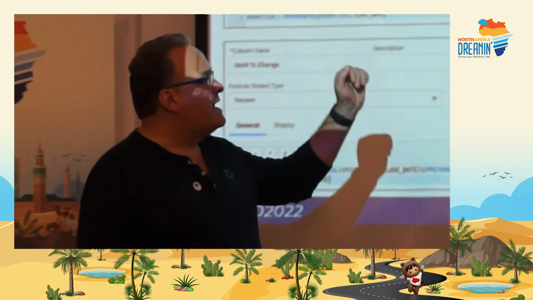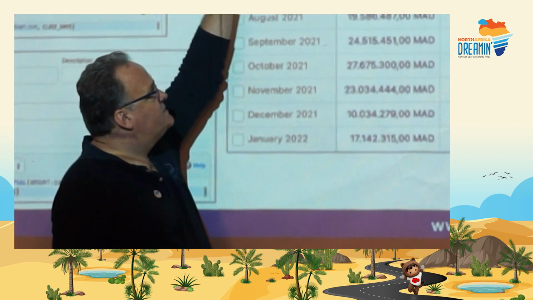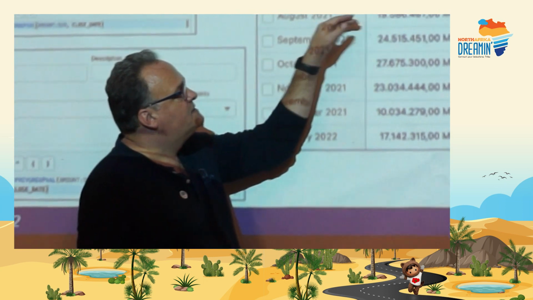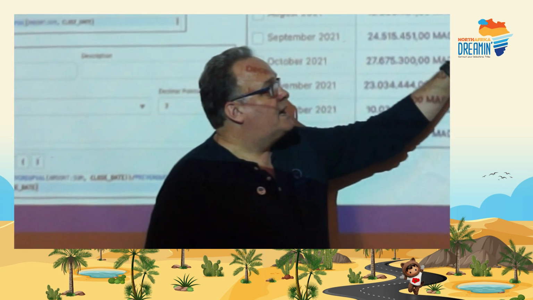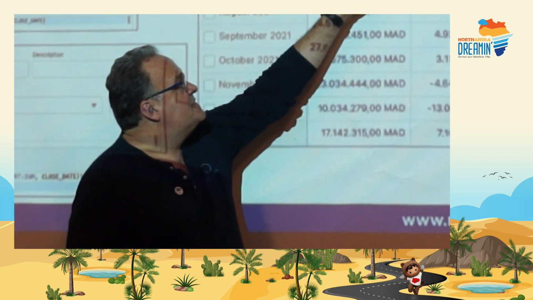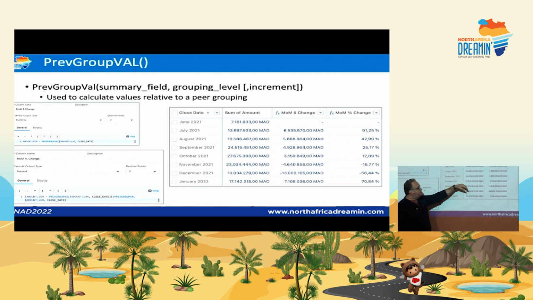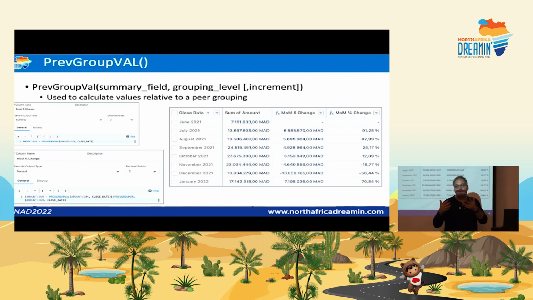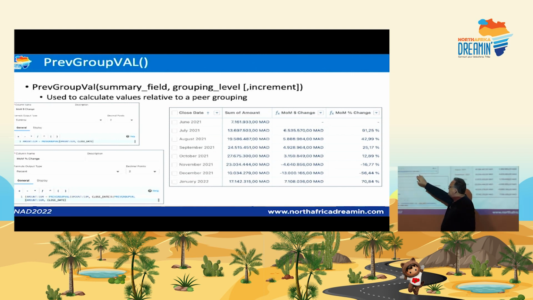So this PREVGROUPVAL, what it allows you to do is, if I have the sum of the amounts by month, so I have June, July, August, and I have the sum of the amounts, what I can do in a formula is calculate what's the difference. So from 7.1 to 13.6, the difference is 6.5, and so on. So this is a month-over-month change, and I can also do more math and say, what is the percentage change as well? So here are the examples of the two formulas.